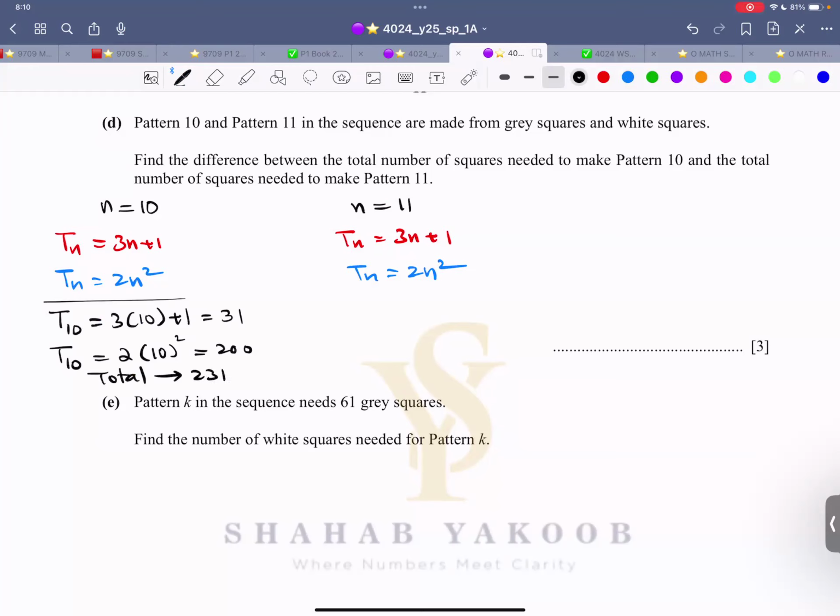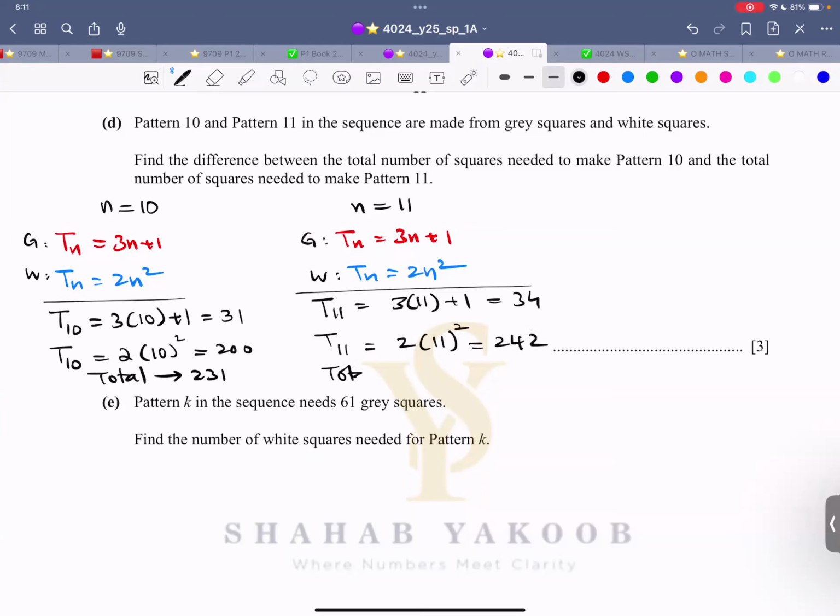So now keep in mind, this is gray, this is white, this is gray, this is white. All good? Over here, again, T11, that is 3 into 11 plus 1, 33 plus 1, 34. And T11 for white is 2 into 11 squared, 2 into 121, that is 242. Therefore, the total is 276. Now the difference is 276 minus 231, which is 45. So the difference is 45.